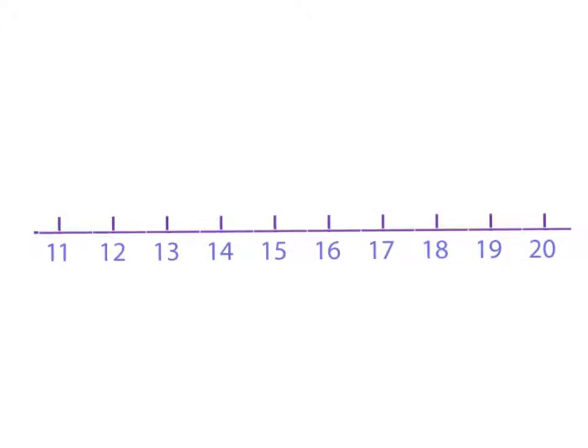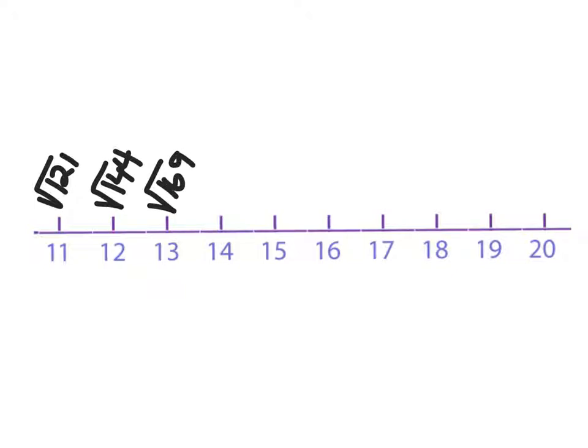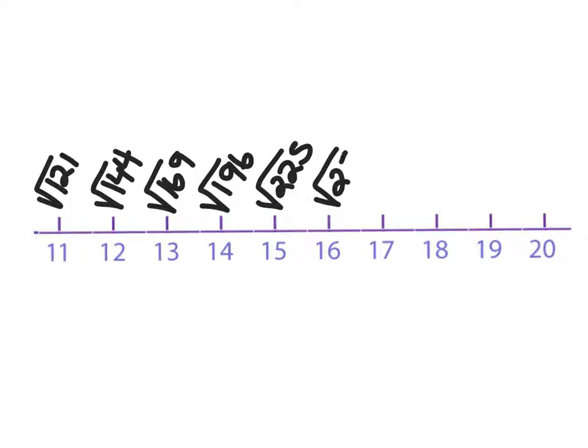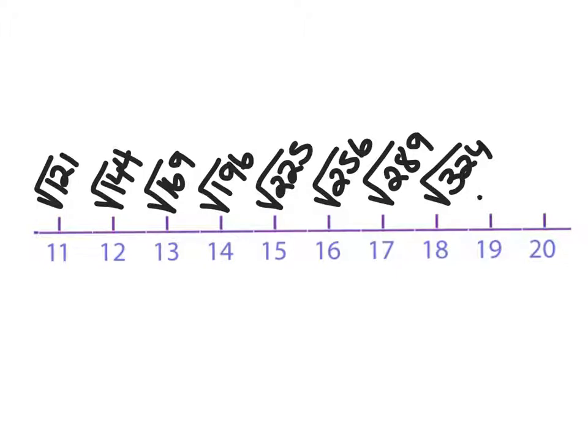Let's approach this number line differently. 11 times 11 equals 121. 12 times 12 equals 144. 13 times 13 equals 169. 14 times 14 equals 196. 15 times 15 equals 225. 16 times 16 equals 256. 17 times 17 equals 289. 18 times 18 equals 324. 19 times 19 equals 361. And 20 times 20 equals 400.